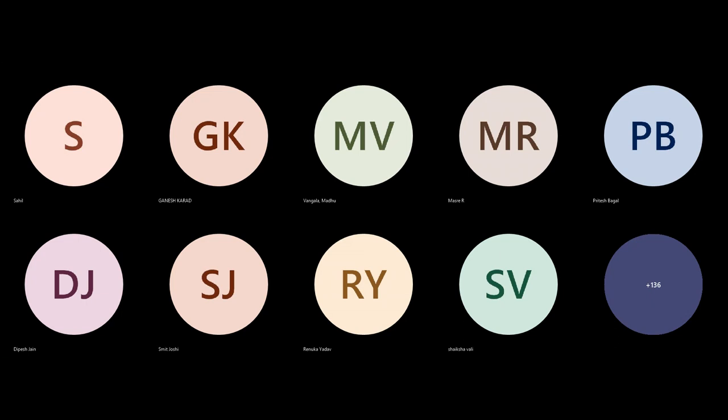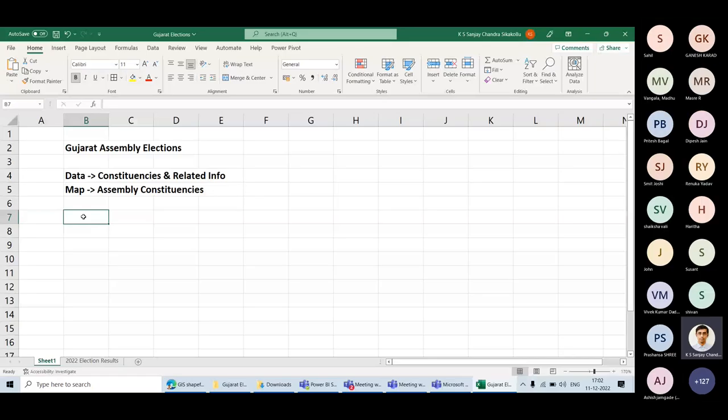So let me share my screen, sorry. Yeah, you'll be able to relate to this more if you have worked on AutoCAD or software like that. So when it comes to the assembly constituencies map, where to get this map is the key question.